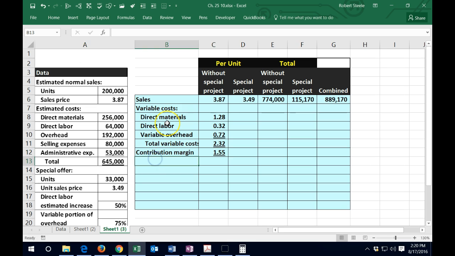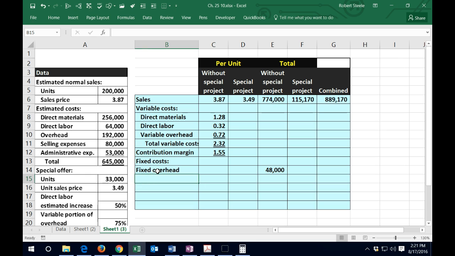Then we're going to have the fixed costs. I'm going to break these out separately. Now these are going to go in the total items because we're not going to break it out per unit, because they don't change per unit in the same way. So if we had fixed overhead, for example, we don't need to break that out down here. We're just going to pull that directly over to the outer column. And the fixed overhead, this was 75, so it's got to be the 25%. So it's going to be the 192,000 times 0.25, which will be the 48,000. That's the fixed portion of the overhead.